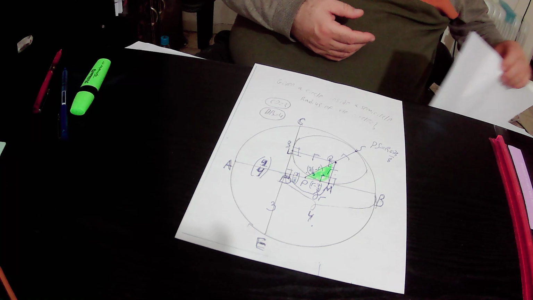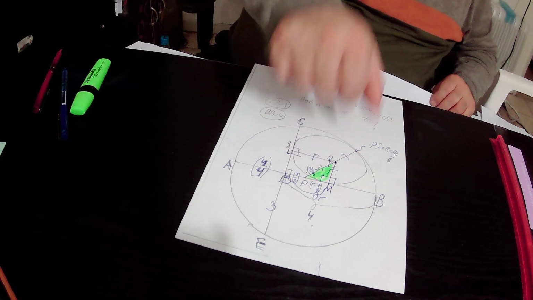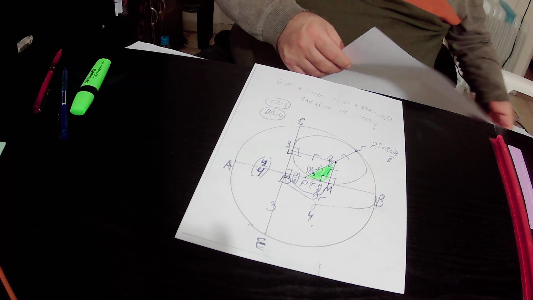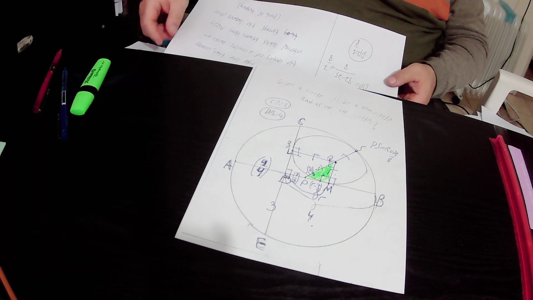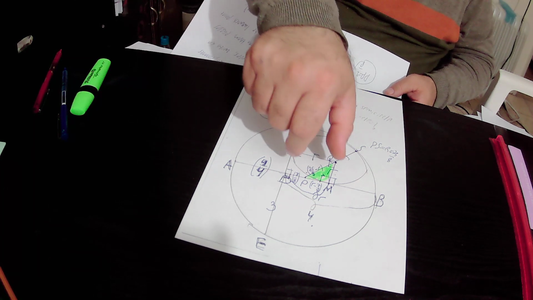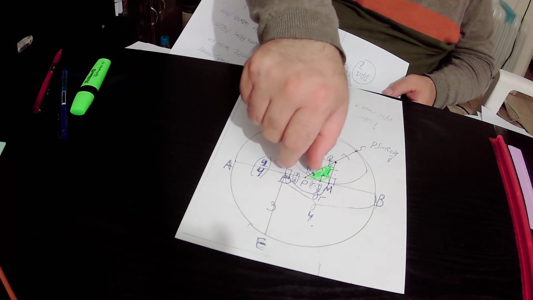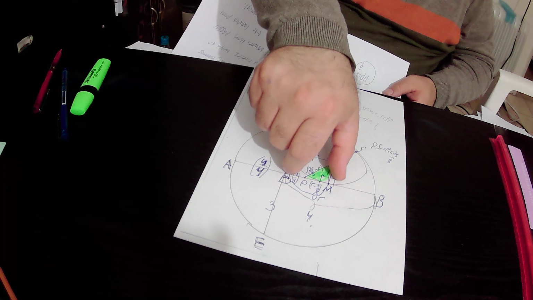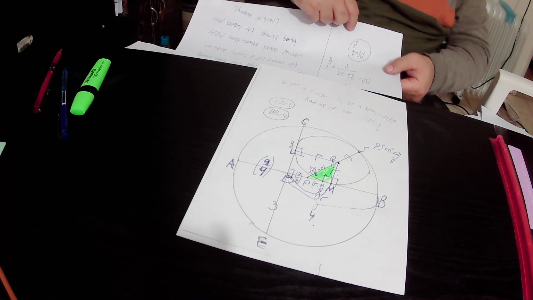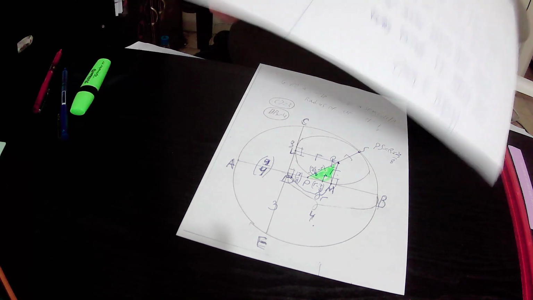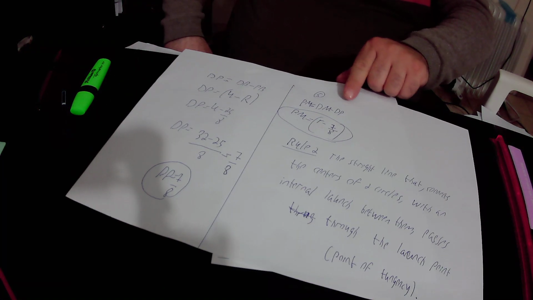Then we found out the length of line segment PM. What is the length of line segment PM? PM equals DM minus dP. Okay, PM equals DM minus dP.